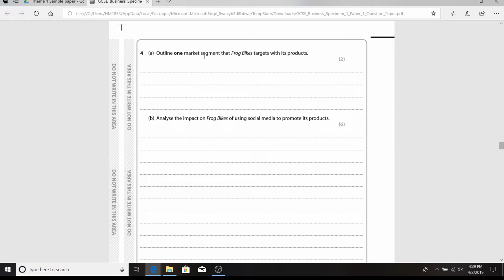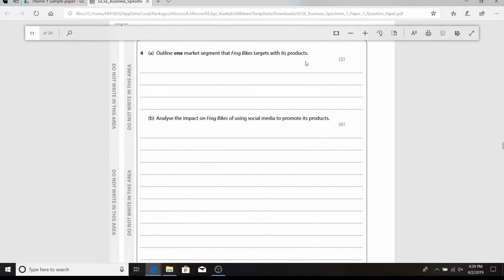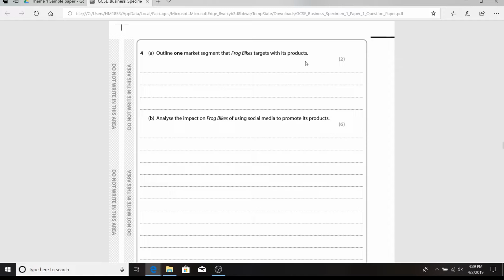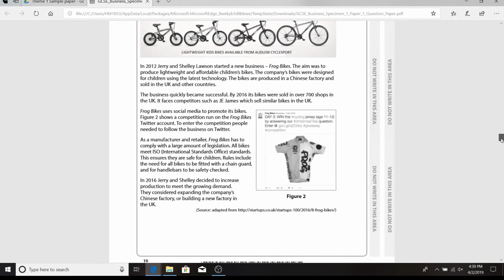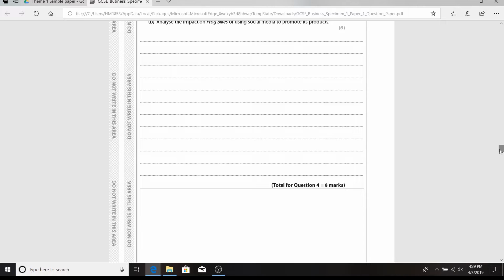So outline one market segment. So we can put down children. This is because they have small bikes which are the suitable size for kids. Something like that is going to get you 2 marks, okay? Because the picture clearly illustrated that some of the products are targeted directly at first-time bikers. So they may have just progressed from a balance bike or got off the stabilizers, you remember those, and so on, all right?